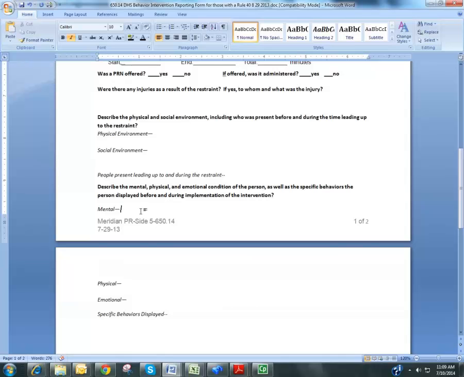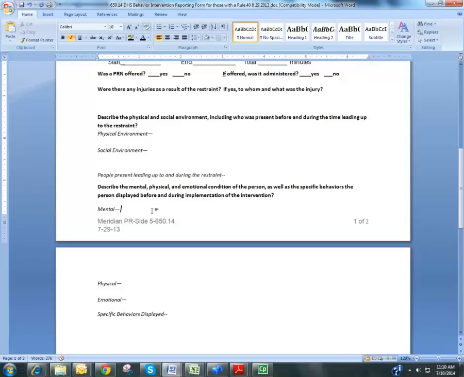So in regards to talking about the mental condition of the person, talk a little bit about whether they seemed to be of a clear mind, or were they talking irrationally. Talk about their cognitive state. What were some of the things that they were talking about? What were some of the things that they were doing? Did the person seem confused at that time? Was their processing slower than normal?